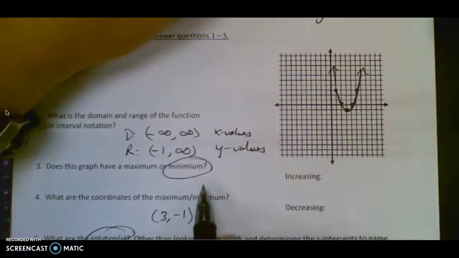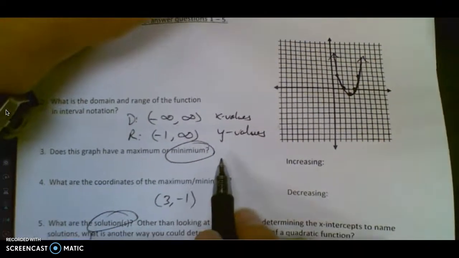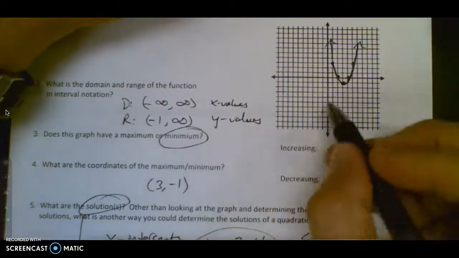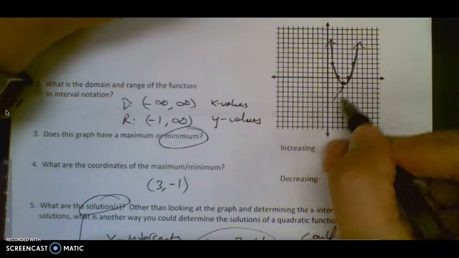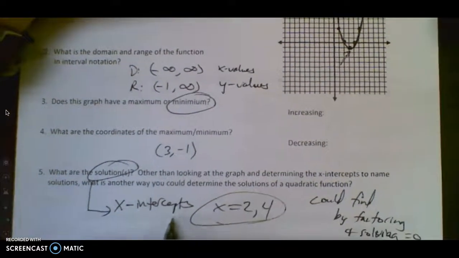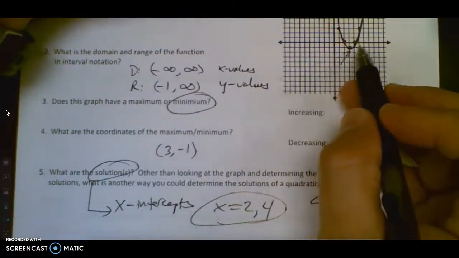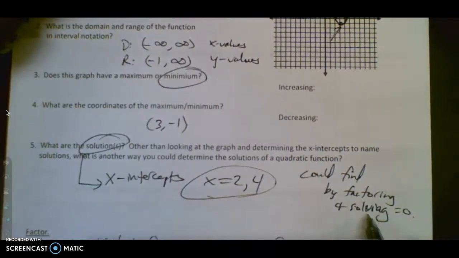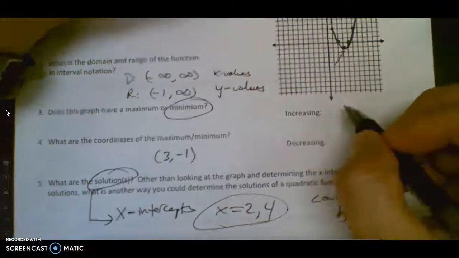So domain and range, that's an old question. You can look that up. There is a minimum. It's right there. Right? And solutions are x-intercepts. So I could just look on the picture and find my solutions of 2 and 4. I could have also done it by factoring. Some of you did that automatically.